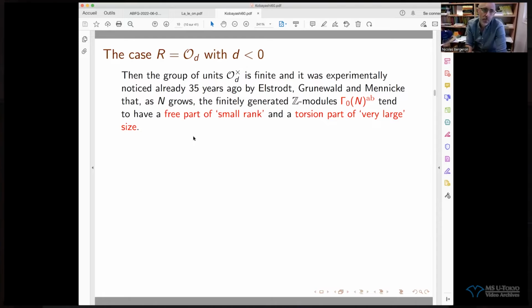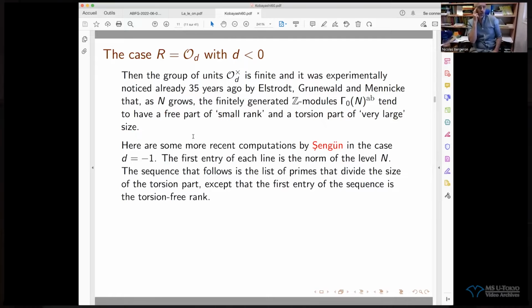It took some time to realize that, because you have to let n grow a little bit to start seeing something. Here, just to give you some example, I will show you some more recent computations by Alok Sengun. The computations are made in the case of Z of i, so d is minus 1. You will see in the computation, the first entry is the norm of the level n.